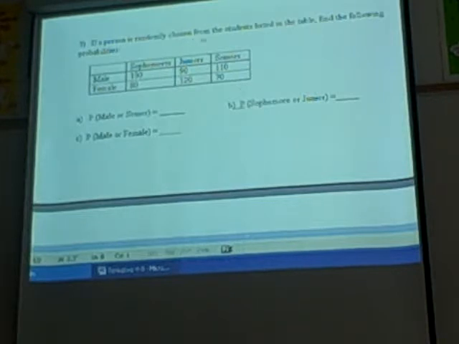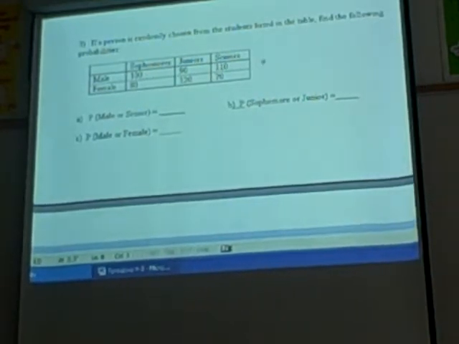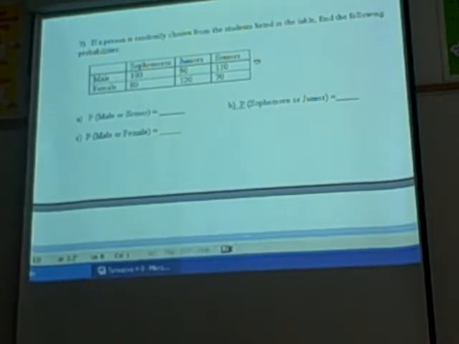Okay, if a person is randomly chosen from the students listed in the table, find the following probabilities. These are some of the problems that throw people the most in this chapter, the problems with the tables. First thing I suggest you do is add up the rows. So 100 plus 90 plus 110, that's a total of 300 males.